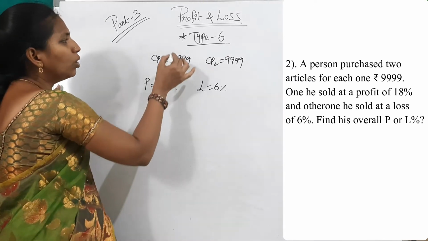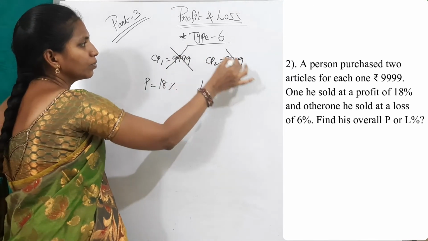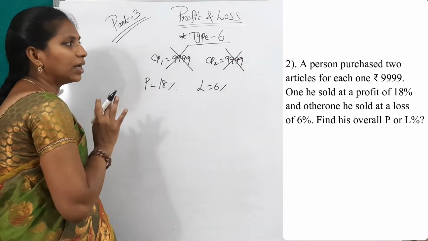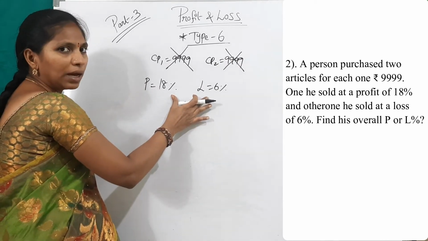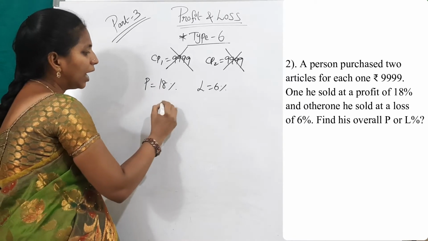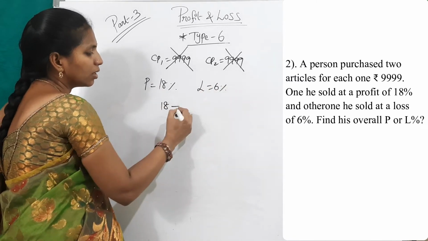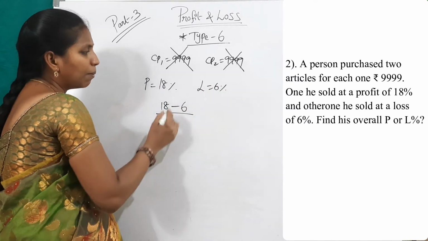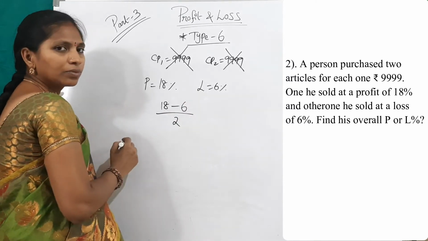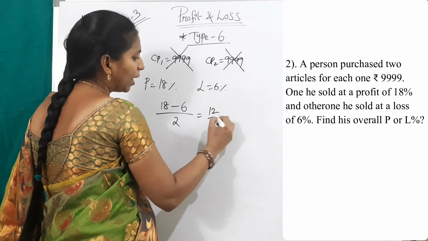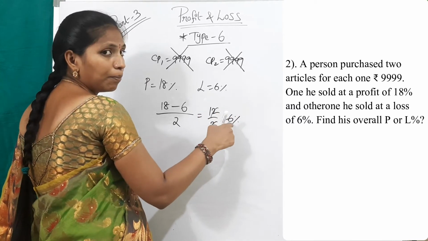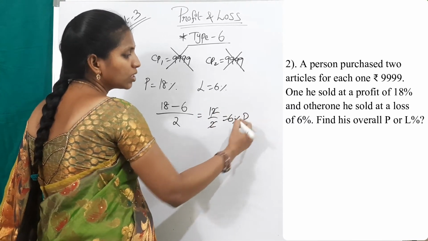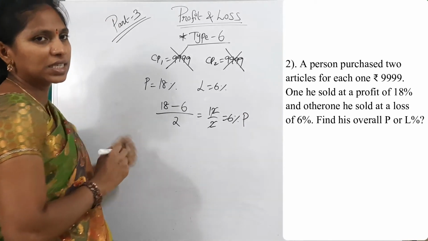Here, don't take this value. No need to take that value, it's not necessary. Directly apply the formula, that is the average. Here 18 minus 6, since it is a loss, divided by 2. So 12 by 2 equals 6%, a positive value, so 6% profit is the result.